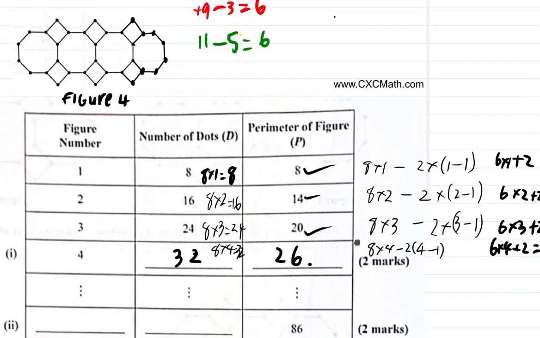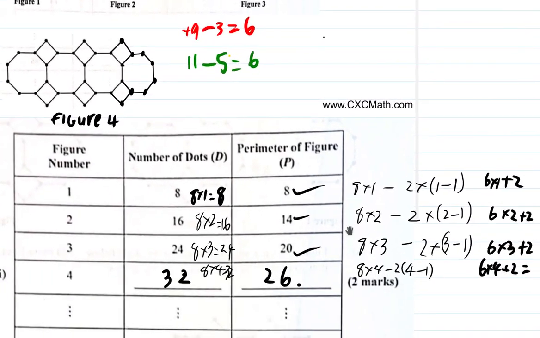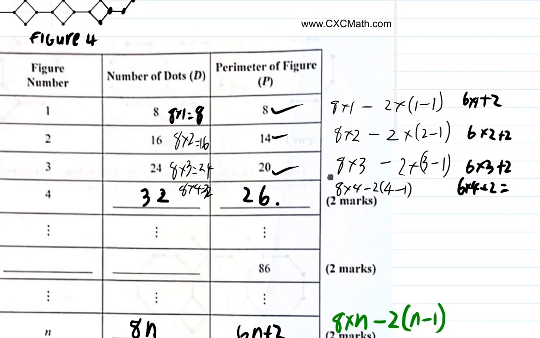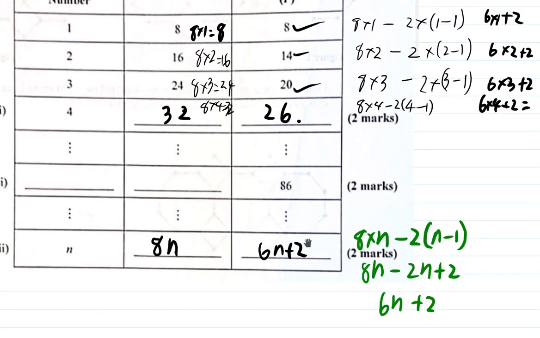So here, this starts with 8. It's 6 times 1, it is 6, plus 2 more gives you 8. 6 twos are 12, and 2 more gives you 14. 6 threes are 18, plus 2 more gives you 20. 6 fours are 24, and when you add 2 more, you get 26, and so on, right? So this is 6n plus 2.